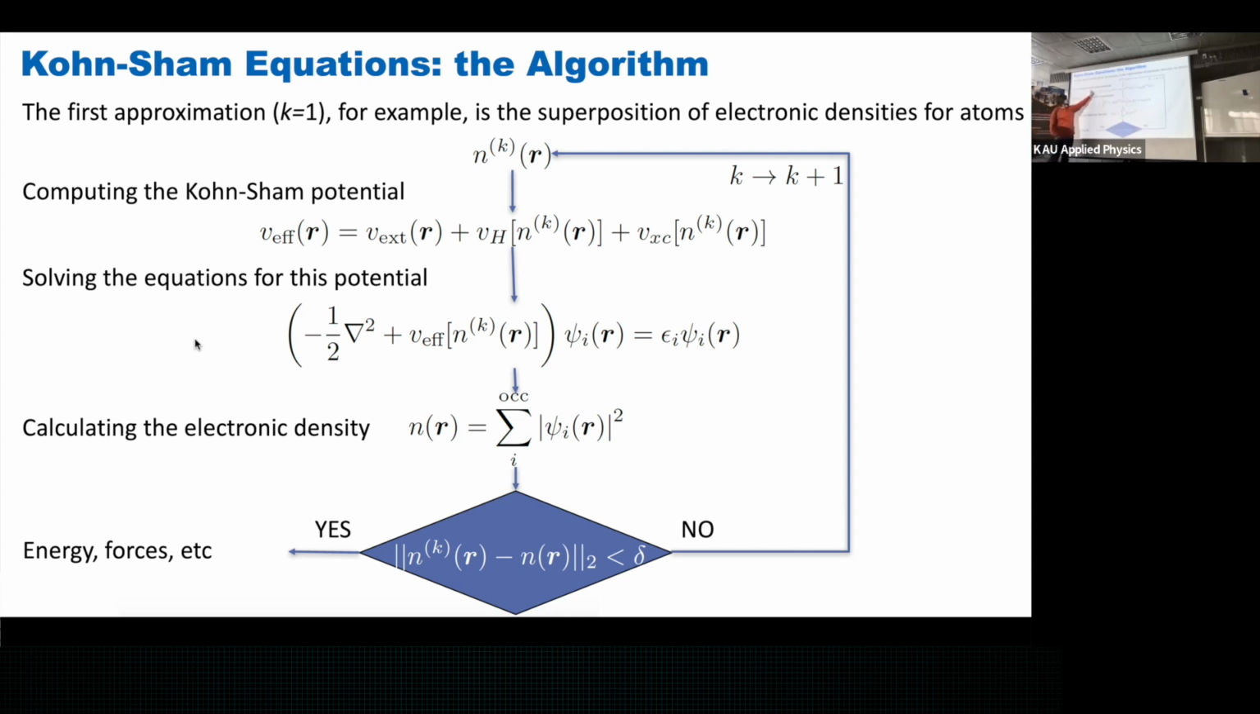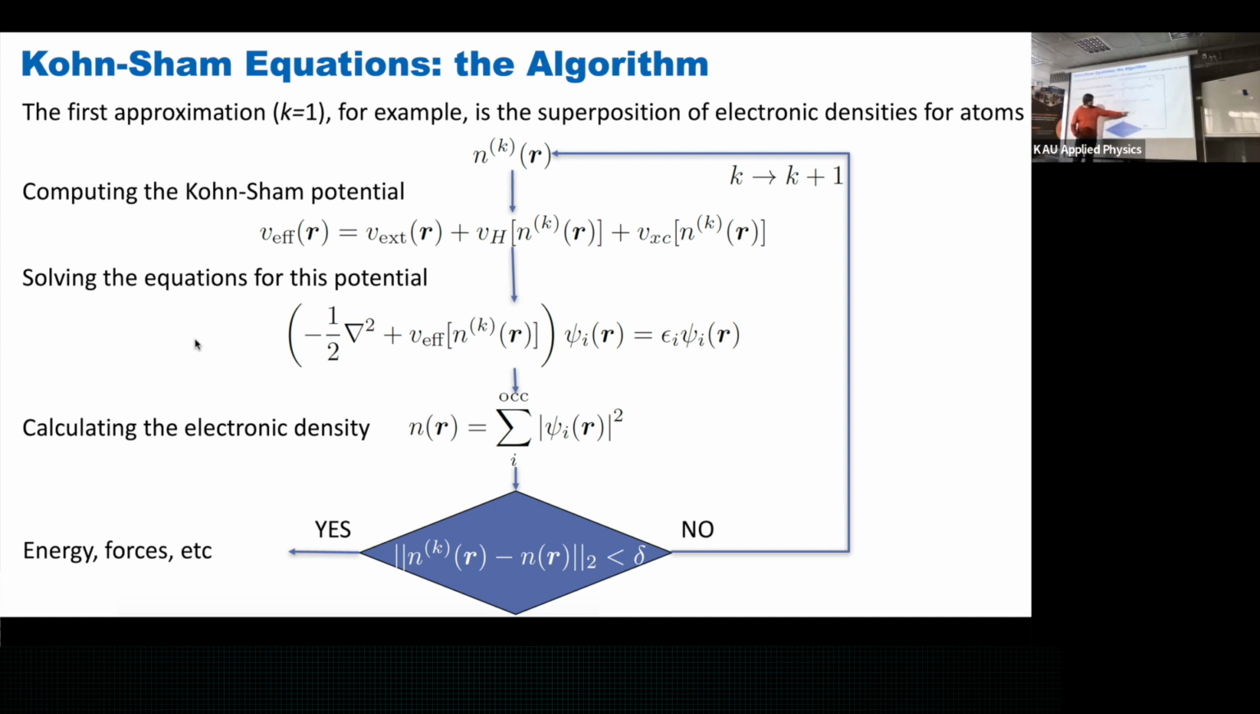We compute this Kohn-Sham potential using this guess of electronic density. Then we solve one-electron equations. One-electron equations are just simple Schrödinger equations for each electron in the system. And here we have the energy of each electron. And then we create a new electron density. We get psi functions from here.